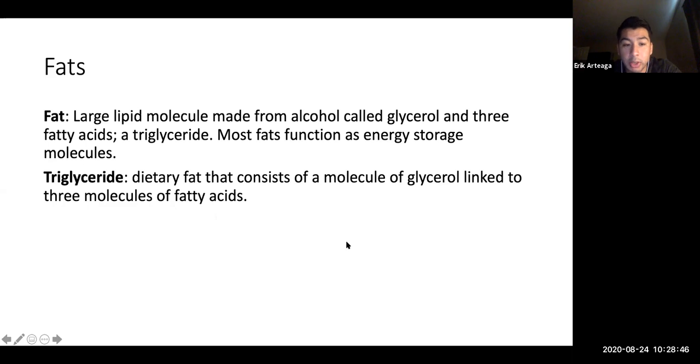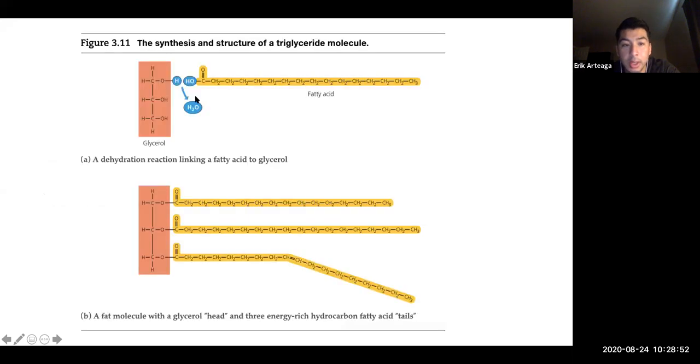All right, so triglyceride, a dietary fat that consists of a molecule like glycerol linked to 3 molecules of fatty acids, right? So here we have a triglyceride. Here's glycerol. Again, a triglyceride is referring to the 3 chains of hydrocarbons, right? And these are saturated. So a dehydration synthesis reaction, again, will link those fats together. All right, so this is that structure of a triglyceride.